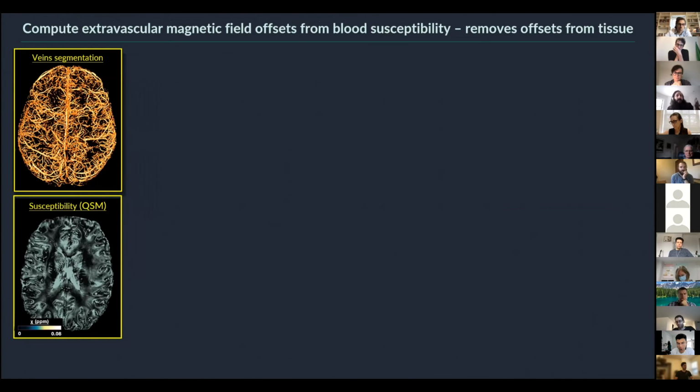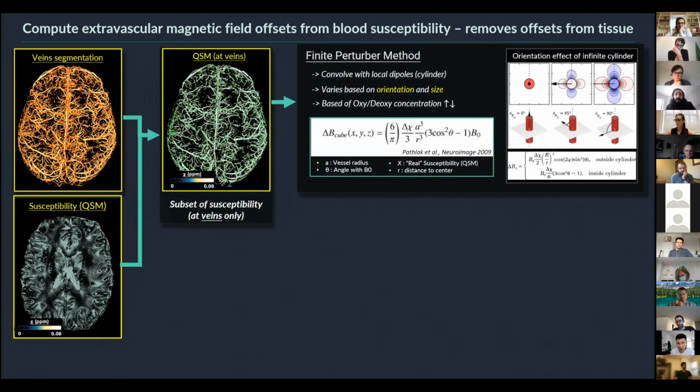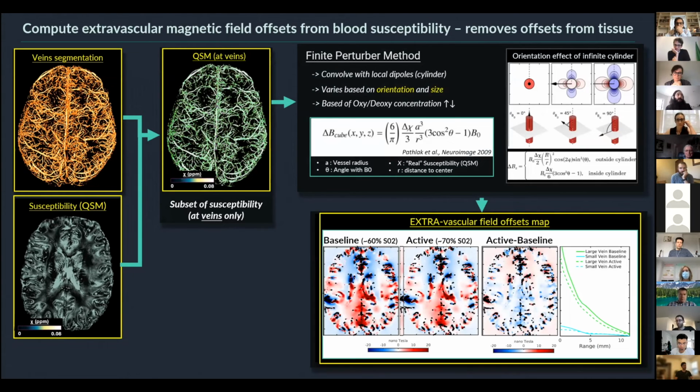So then with this vascular or blood susceptibility, we computed extravascular field offsets using the finite perturber method, which is basically reversing the dipole inversion used in QSM. We were then able to compute the extravascular field changes with activation by assuming a simple 10% increase in SO2 above baseline.